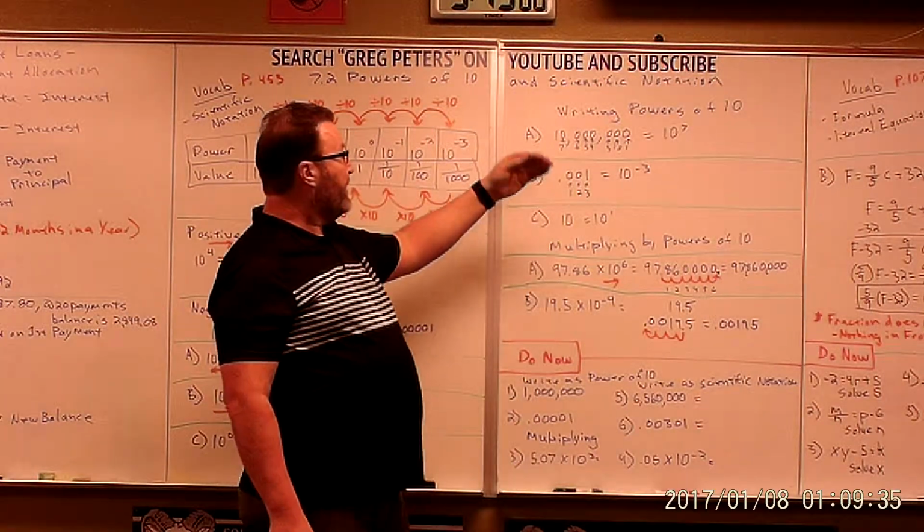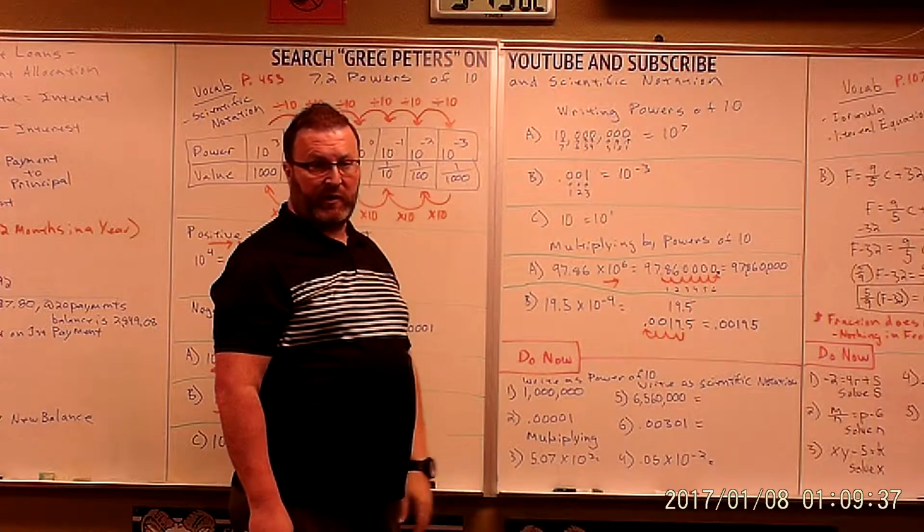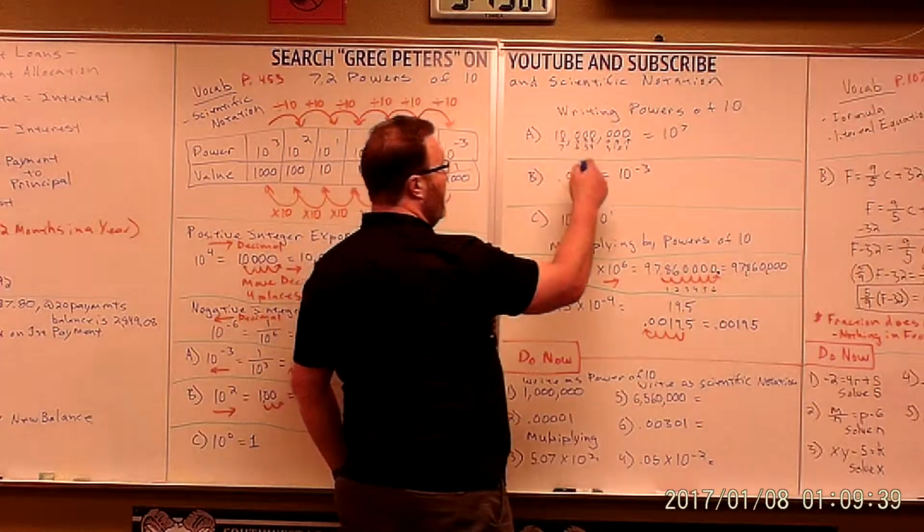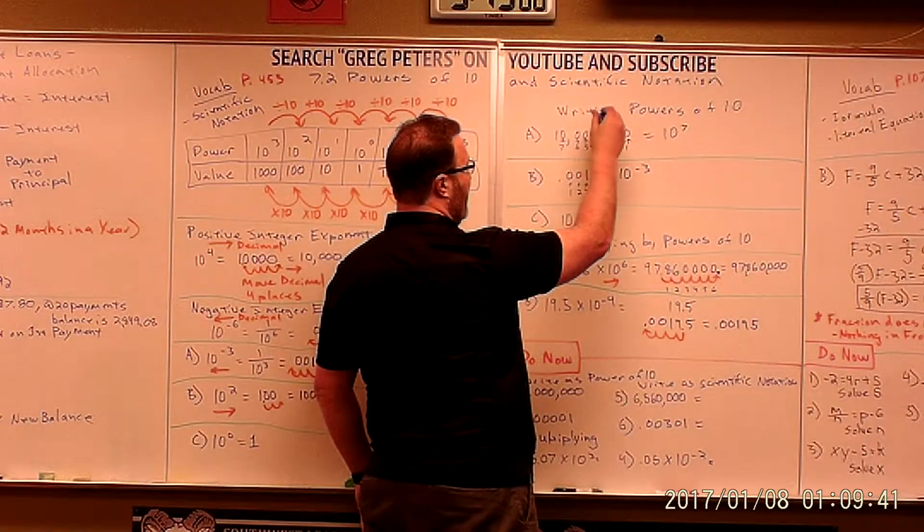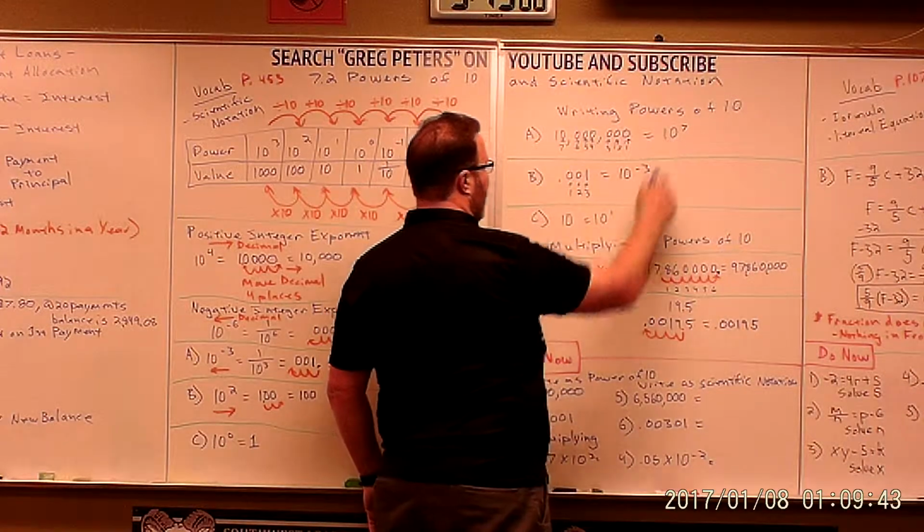Okay, writing powers. Taking the numbers, counting the zeros. Okay? So we're going to take 10. We're going to count the zeros. 1, 2, 3, 4, 5, 6, 7. 10 to the 7.